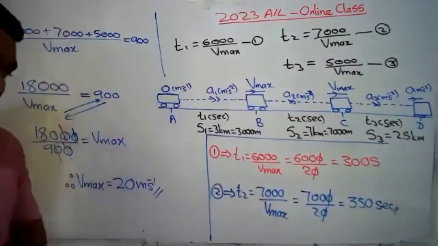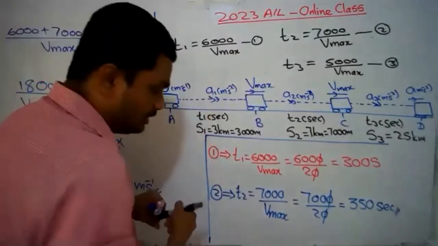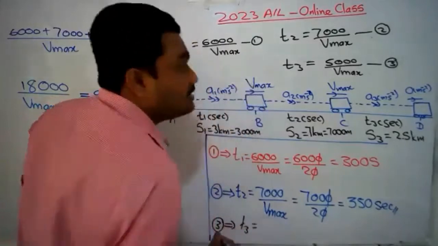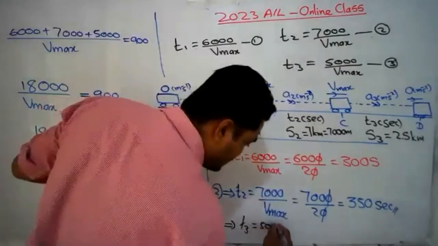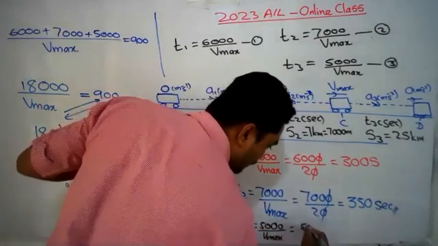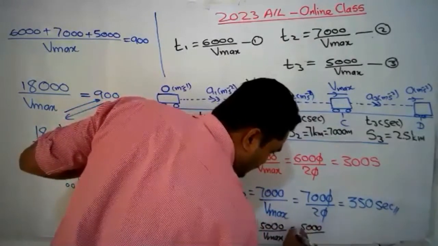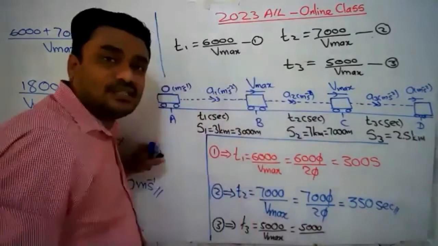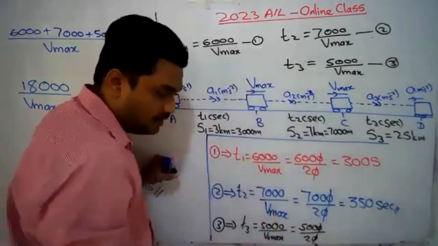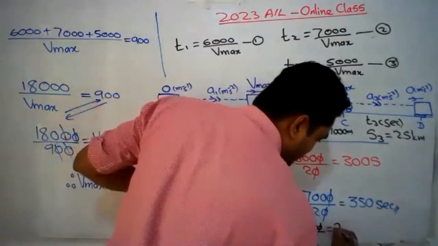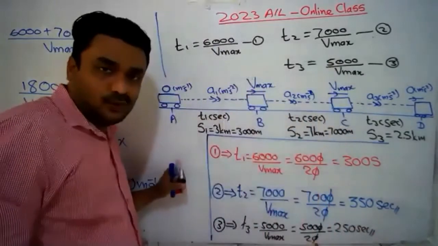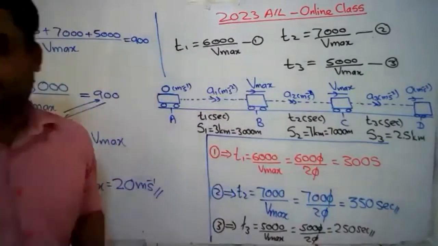Now we want to find T3. To find T3, let's use the third equation. The third equation tells us T3 equals 5,000 divided by Vmax. 5,000 divided by Vmax is 20. So this 0 and this 0 can be cancelled out. 500 divided by 2 is 250. So we have found T1, T2, and T3. Complete.